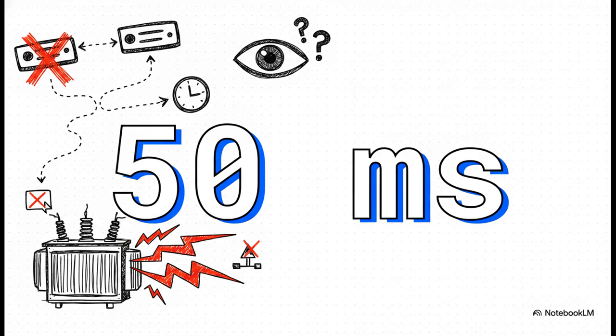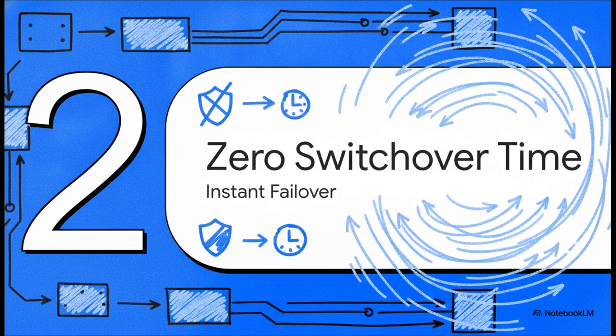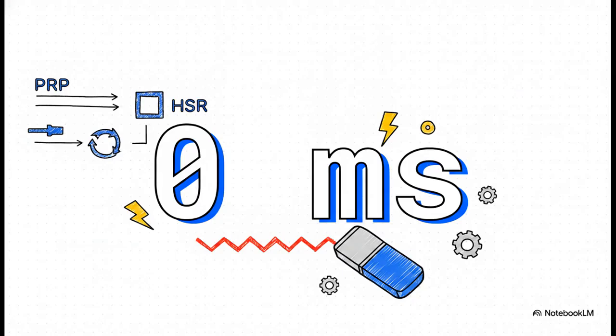Time-critical GOOSE trip messages need to arrive in single-digit milliseconds to prevent catastrophic equipment damage. In this context, 50 milliseconds is literally an eternity. Section 2. Zero switchover time explained. So, how do modern protocols fix that dangerous delay?